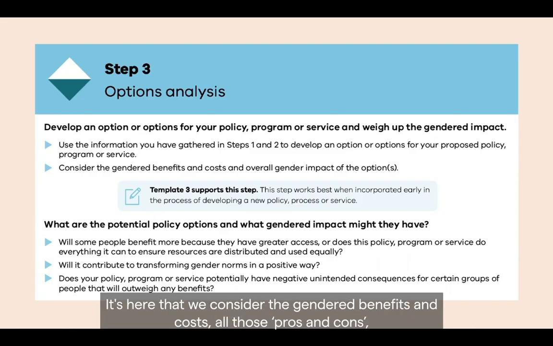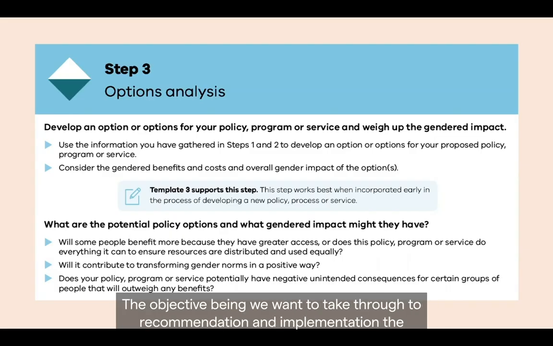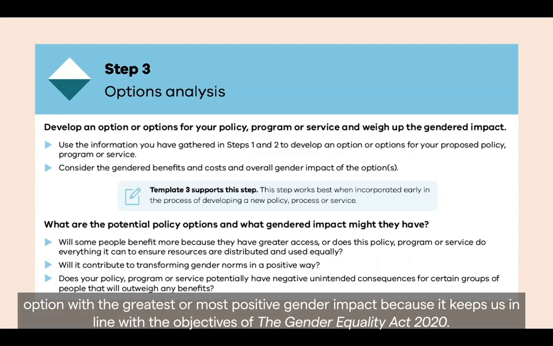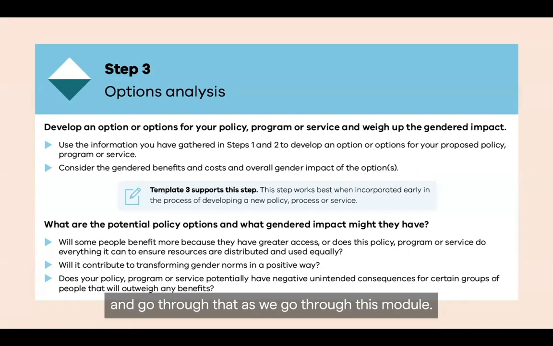It's here that we consider the gendered benefits and costs, or those pros and cons, and we also have a think about the overall gender impact of the options. The objective being we want to take through to recommendation and implementation the option with the greatest or most positive gender impact, because it keeps us in line with the objectives of the Gender Equality Act 2020. Template 3 supports this step, and you may want to download that now from the Commission's website and go through that as we go through this module.